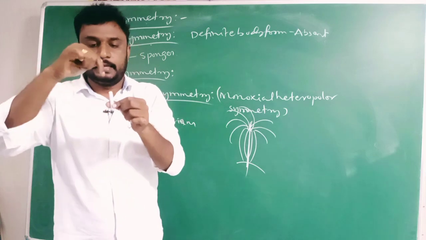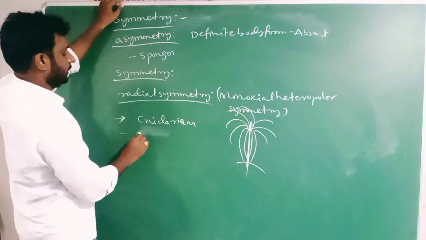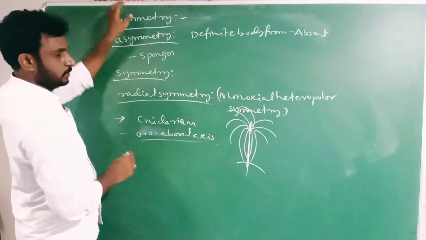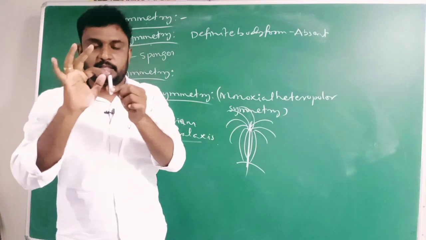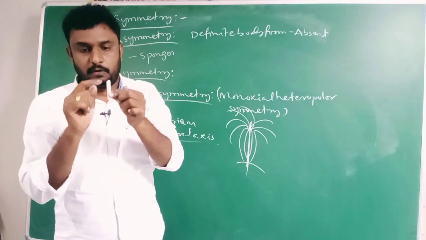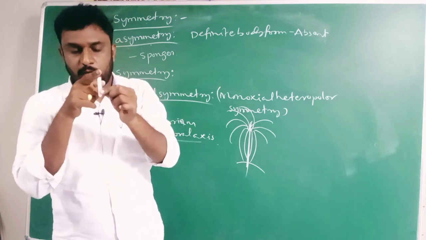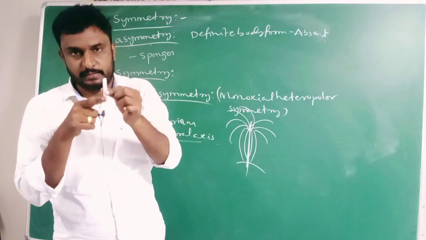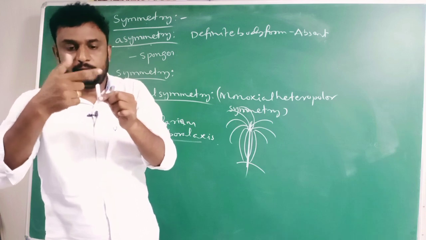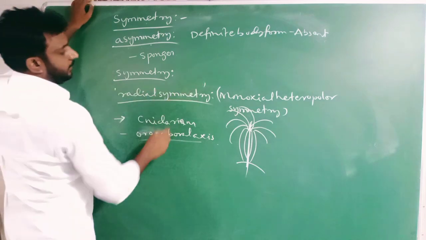This is the central axis, the oro-aboral axis. Oral is the end which has the mouth. Aboral is the opposite end. The oro-aboral axis is the one axis which touches the oral end with the aboral end. So any plane which is passing through the central axis can cut the animal into two identical parts, which is called radial symmetry.